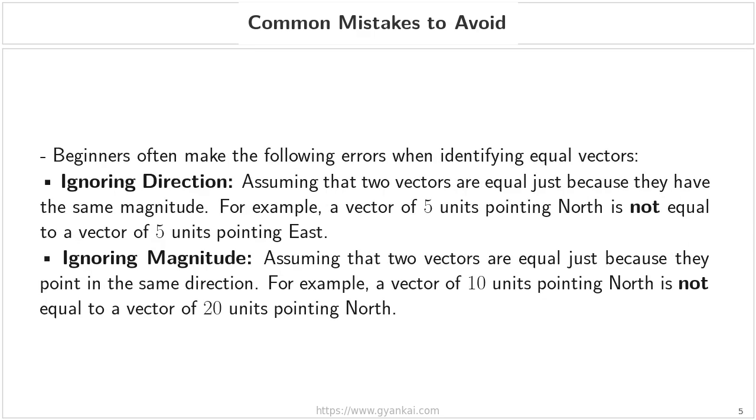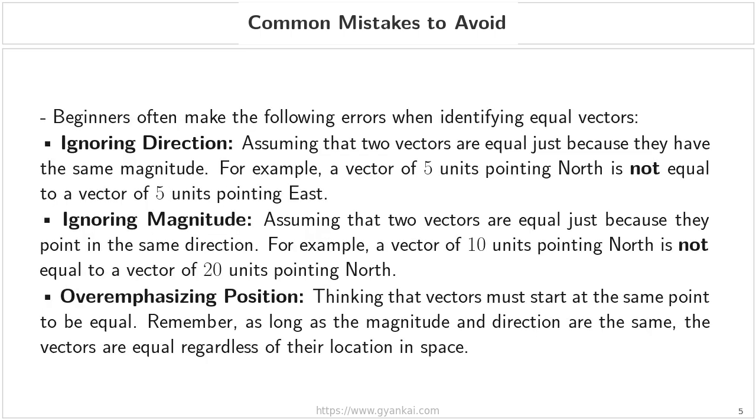Second, some students make the opposite error by ignoring magnitude. They might see two vectors pointing in the same direction and assume they are identical. However, if the lengths differ, they are not equal. Take, for example, a vector of 10 units pointing north and a vector of 20 units pointing north. Because the magnitudes are different, these two vectors cannot be considered equal.